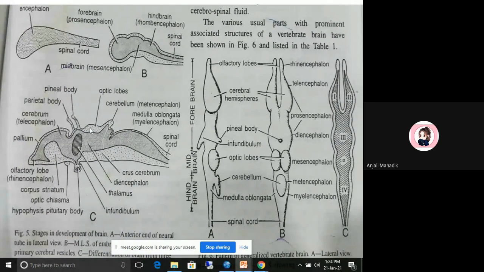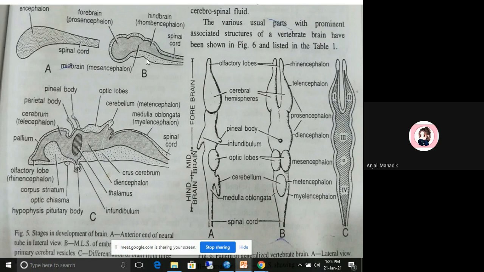Then this is the middle part of the brain, the mesencephalon. It consists of the optic lobes and the crura cerebri, a band of nervous tissue. It is called the crura cerebri. And this is the optic lobe. This part is called the midbrain. And the hindbrain or rhombencephalon consists of the cerebellum, also called metencephalon, and the medulla oblongata, called myelencephalon. Together, these are included in the rhombencephalon or hindbrain.